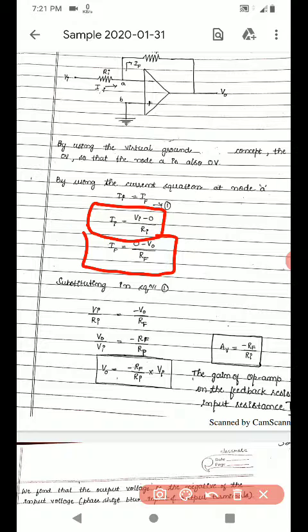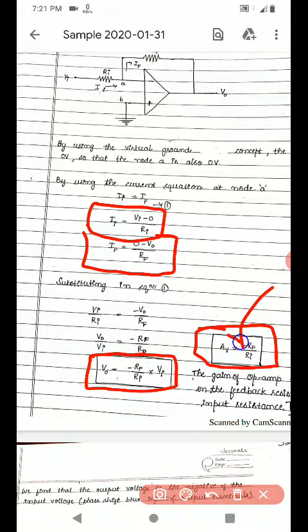By substituting the equation and rearranging the terms, I obtain V0 equals minus Rf divided by Ri into Vi. In terms of gain, Av equals V0 divided by Vi, that is equal to minus Rf divided by Ri. This minus sign indicates the feedback is given at the negative terminal of the operational amplifier. That is important, why we are getting the negative sign. For examination, this is important. This is about the inverting amplifier.